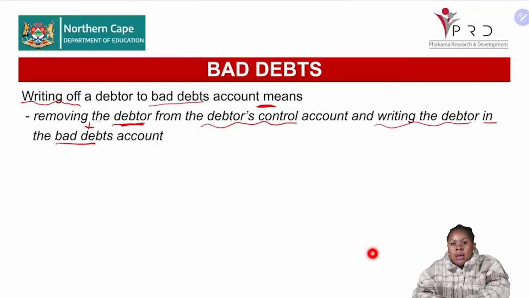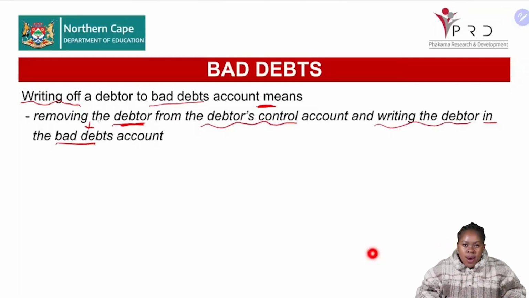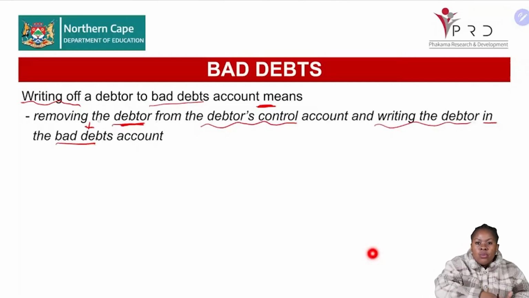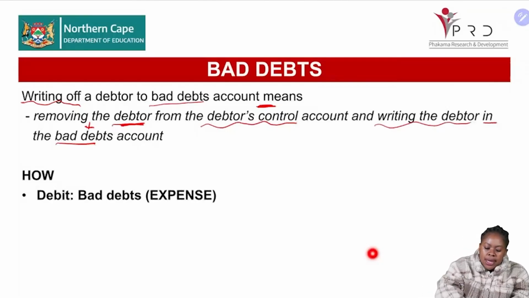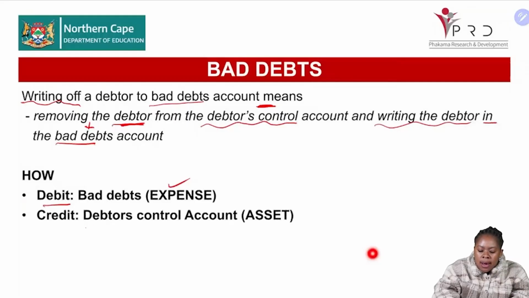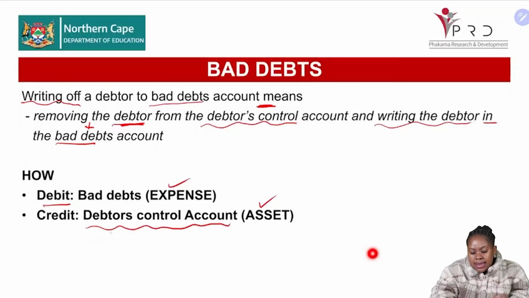And you must also be able to interpret when they tell you that they made an error. They should not have removed that debtor. Then you need to do the reverse. Okay, so then let's move on. How do we do that? We debit our bad debts, which is an expense, and then we credit our debtors control account, and this is our asset. Remember, assets become less on the credit side, hence why we are crediting our debtors control account.